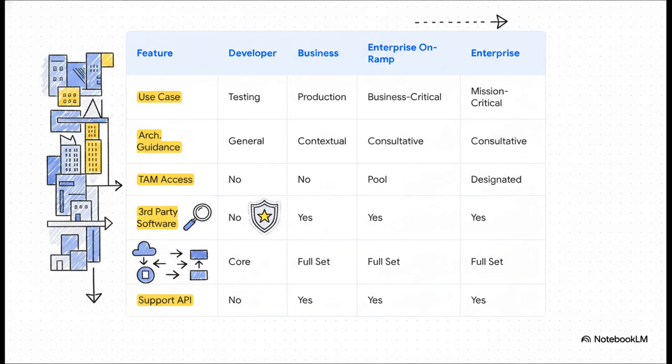This table is your ultimate cheat sheet for the exam. Let's just trace the story here. Notice how the architectural guidance goes from just general advice to contextual and consultative. It gets more personal as you go up. And see how TAM access just pops into existence at the enterprise levels. And look right there in the business column. That's the magic tier where you suddenly get support for third-party software and API access. Use this to really study the key unlocks at each level.